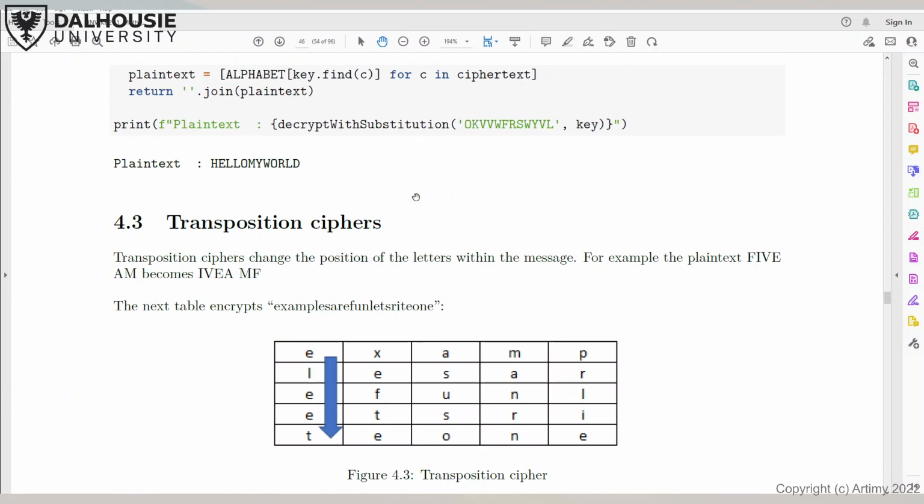Okay, a different type of cipher is what we call transposition ciphers, because they don't change the letters themselves, they change their position. Right? So rather than changing the characters, we keep them and just play around with their positions so that we scramble the positions.